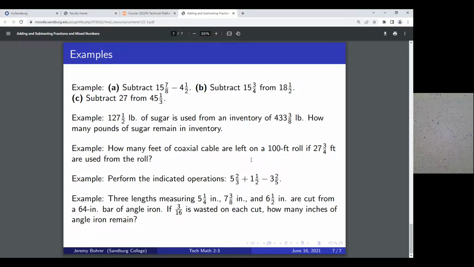Okay, moving on. We've got a whole bunch of these problems, and this is actually the last slide. These are just a bunch of examples about working with subtraction and mixed numbers. So let's take a look.